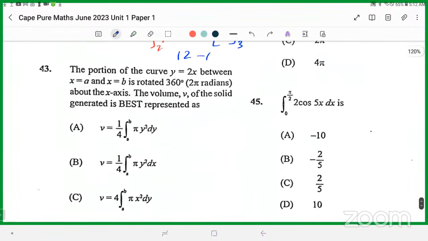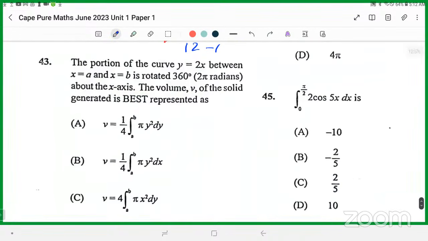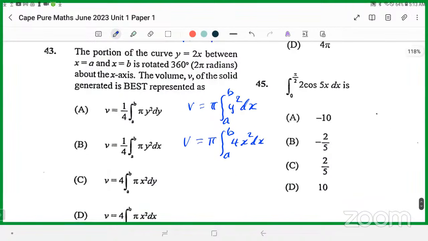Part 3. Portion of a curve y equals 2x between x equals a and b rotated 360 degrees about the x-axis. The volume V of a solid generated is best represented by, and remember, volume is pi, don't forget the pi, times the integral of y squared dx. So you have to square this, and you're going between a and b. So the volume becomes pi times the integral from a to b, where y squared is squaring that. You're going to get 4x squared dx. That's what we're looking for.